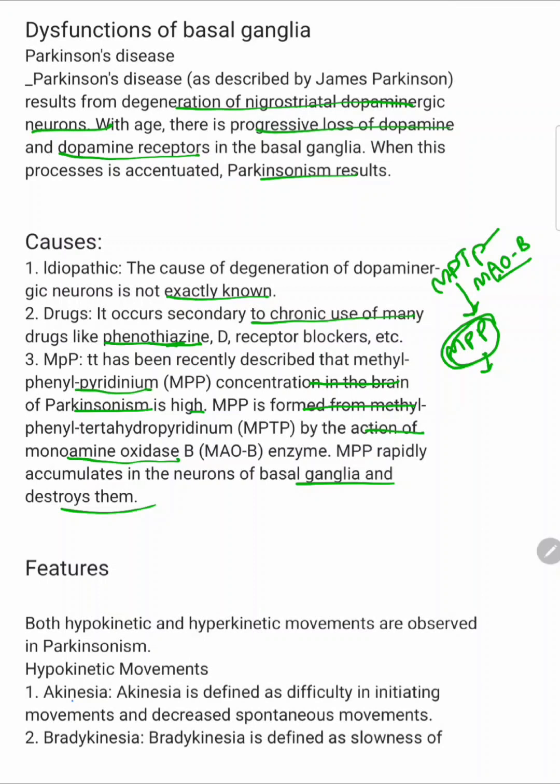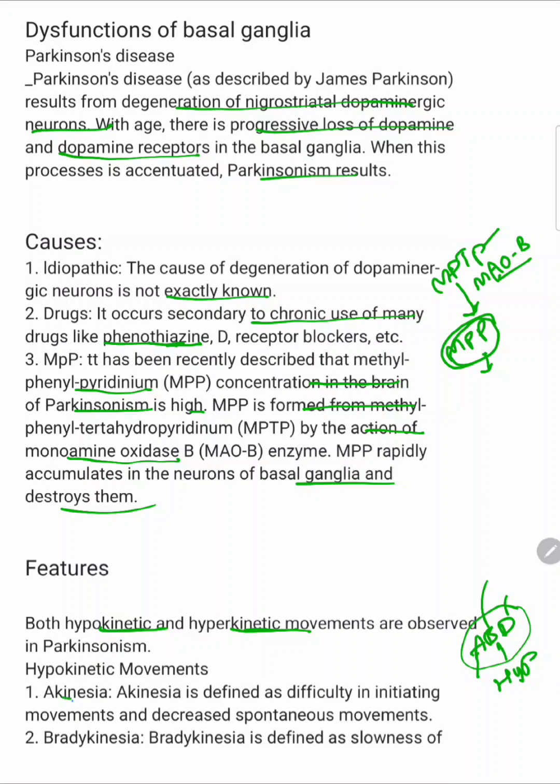Next, what are the features of Parkinson's disease? There are two types of features: hypokinetic and hyperkinetic movements are observed in Parkinson's, meaning decreased movement and increased movement. Hypo means decrease, hyper means increase. Okay, let us discuss the hypokinetic movements. Remember ABD for hypo. A means akinesia, B means bradykinesia, D means decreased associated movement.